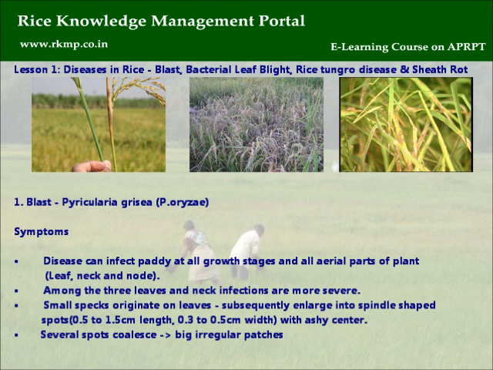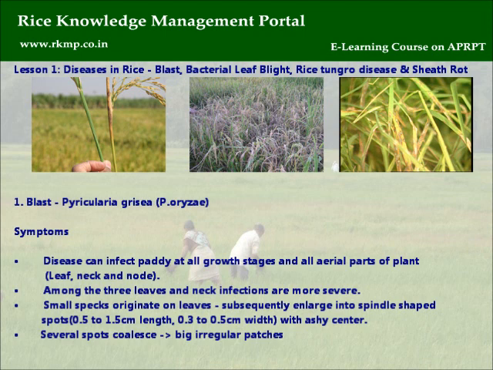Lesson 1. Diseases in rice: blast, bacterial leaf blight, rice tungro disease and sheath rot. Blast: Pyricularia grisea, P. oryzae. Symptoms: the disease can infect paddy at all growth stages and all aerial parts of the plant: leaf, neck and node. Among the three, leaf and neck infections are more severe.